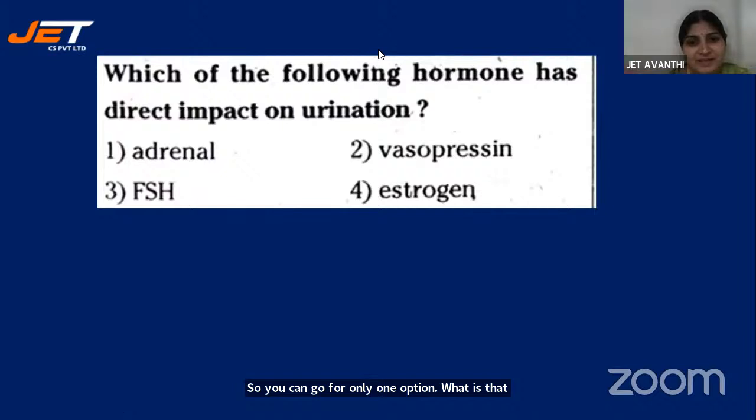Yes, Antonia has given. Ashvik, Avinash, Sunny. Very good. It is vasopressin, children. It is also called anti-diuretic hormone. Vasopressin is the correct answer.